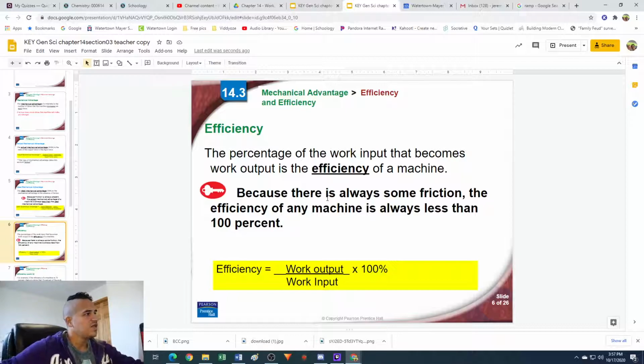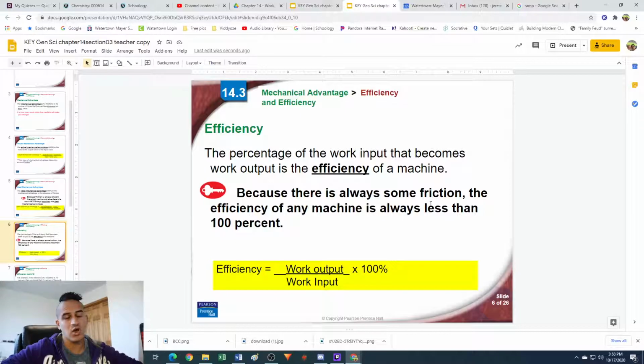All right, and then another thing we have here is efficiency. So what is efficiency? Well, efficiency is going to be the percentage of work input that becomes work output. So again, we've been talking this whole time about how you lose work to friction, right? If I put some amount of work on a machine, some of that work is going to get lost and the machine is going to not give me the same amount out because some of it is getting lost to friction. So the amount that you're losing is what is known as your efficiency.